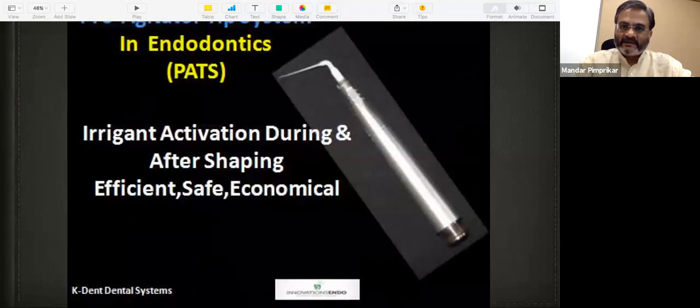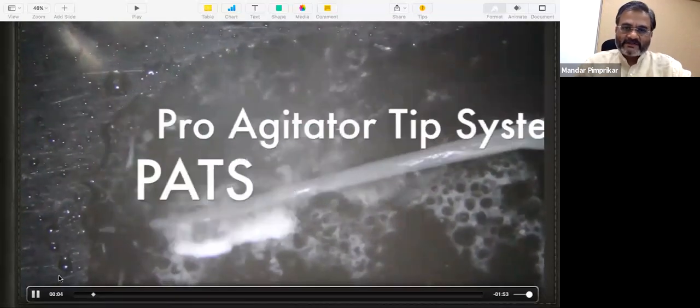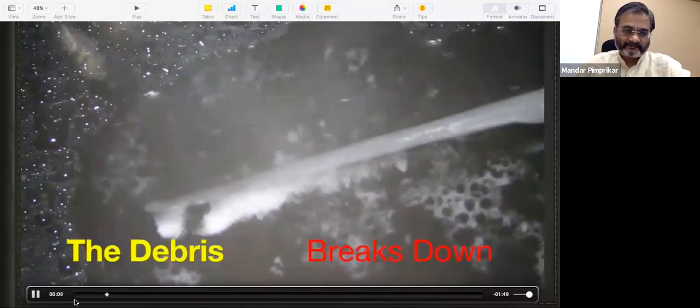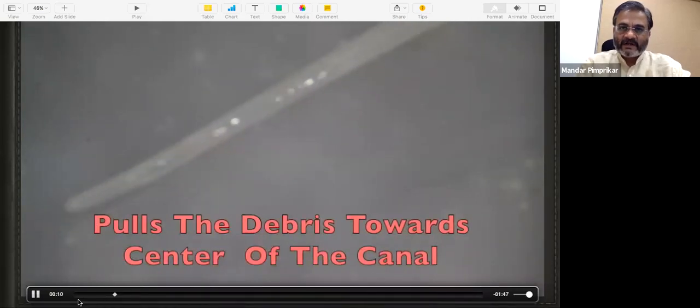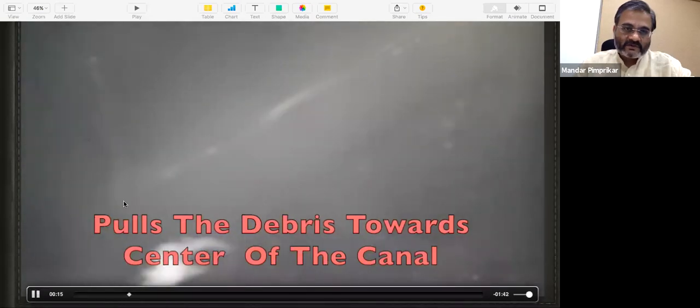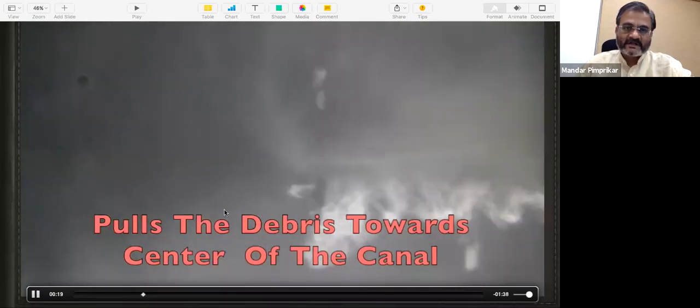It comes with a special handpiece which fits onto your air rotor coupling and it runs on air. We have designed it in such a way that it creates a frequency to the tip and it's a bodily movement. So maybe in this video, you will be able to see how it actually pulls the debris towards it and breaks down the debris completely. Here you will be able to see it's a bodily movement. Now it is pulling the debris towards the center of the canal. It also creates a vortex around the tip where you can see the debris is constantly pulled out.